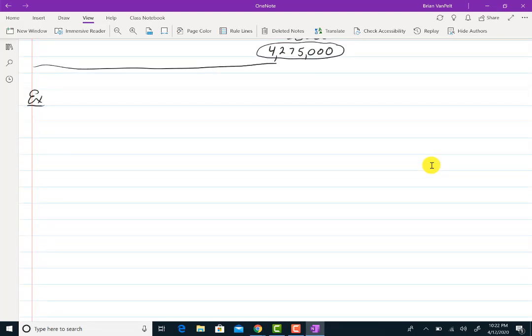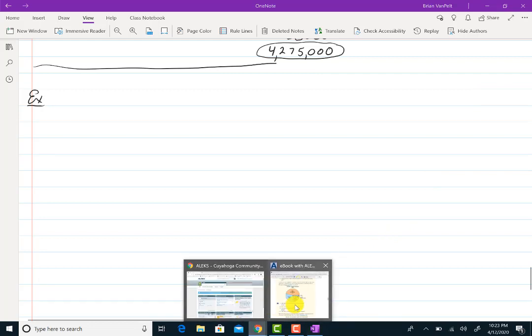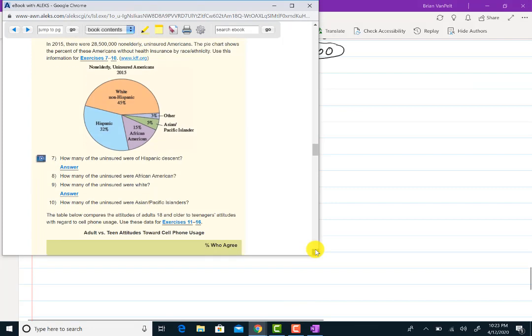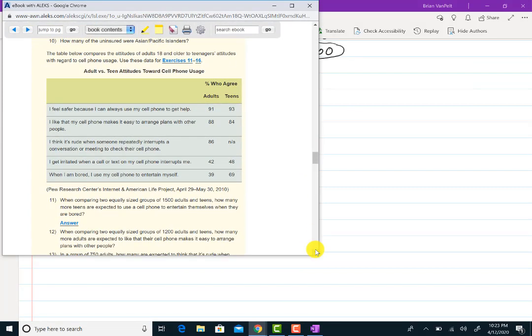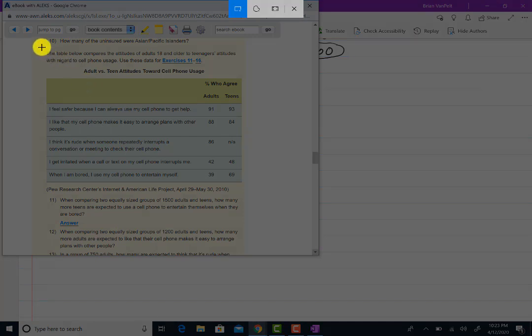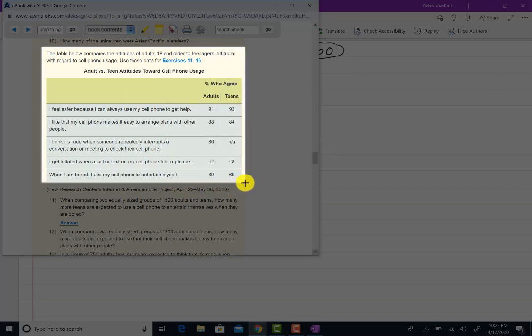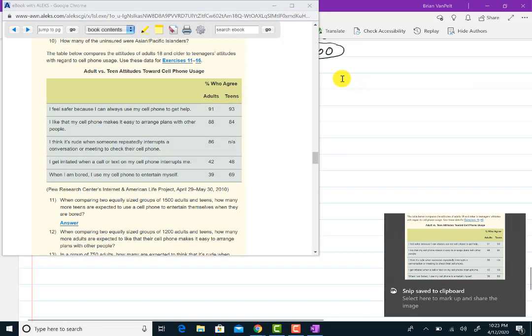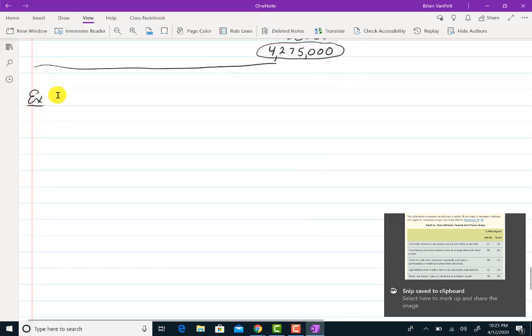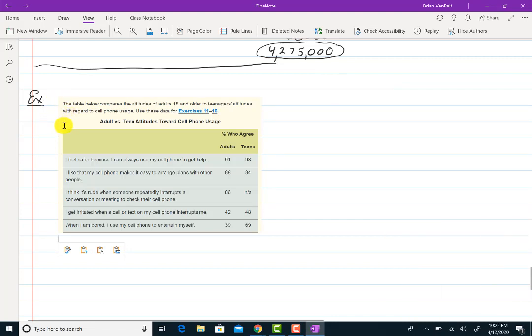Let me continue. The next problem that I want to do involves teenagers, so let's see what we have here. Right here is our next one. These are teens versus adults views of cell phone use. The reason why they're presented like this is the information presented in newspapers and things like that is often presented quite closely to what we're doing. They'll have percentages and things like that all of the time.